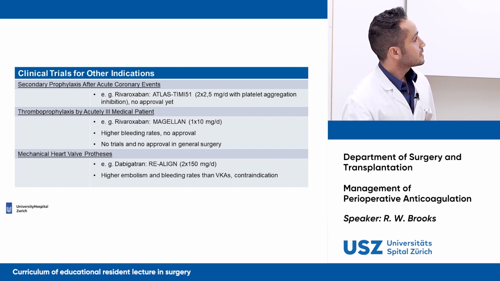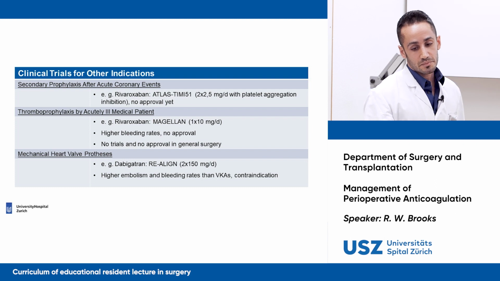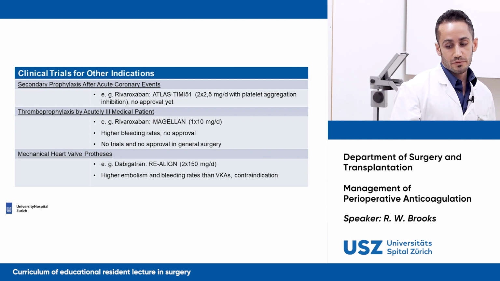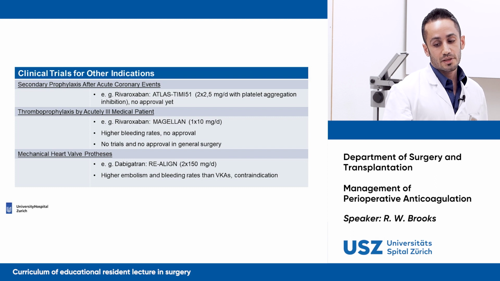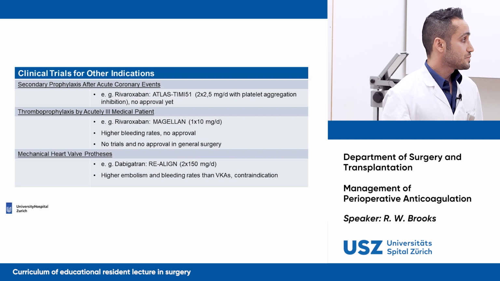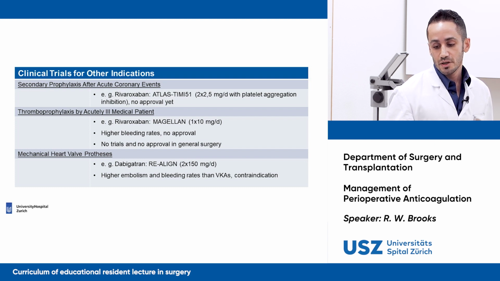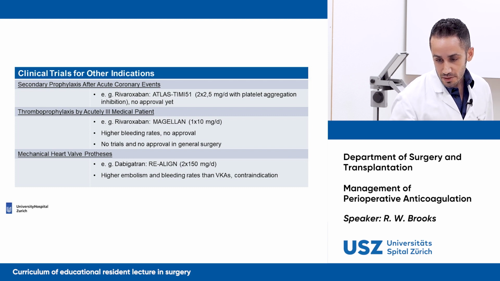For thromboprophylaxis in acutely ill medical patients with rivaroxaban, they found in the MAGELLAN study higher bleeding rates, and so there is no approval for this indication. There are no trials and no approval in general surgery. And for mechanical heart valve prostheses, dabigatran showed higher embolism and bleeding rates than the vitamin K antagonists, which is a contraindication for this one.